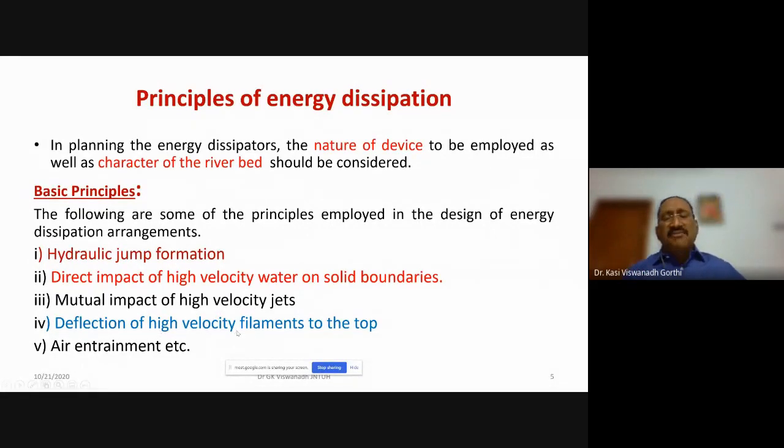Deflection of high velocity filaments onto the top is another methodology, taken up to see that the water which is falling to the downstream foot of the spillway will be allowed to rise to a higher level. When it is allowed to rise to a very high level and then fall down, naturally more and more energy will be dissipated. Next one is air entrainment.